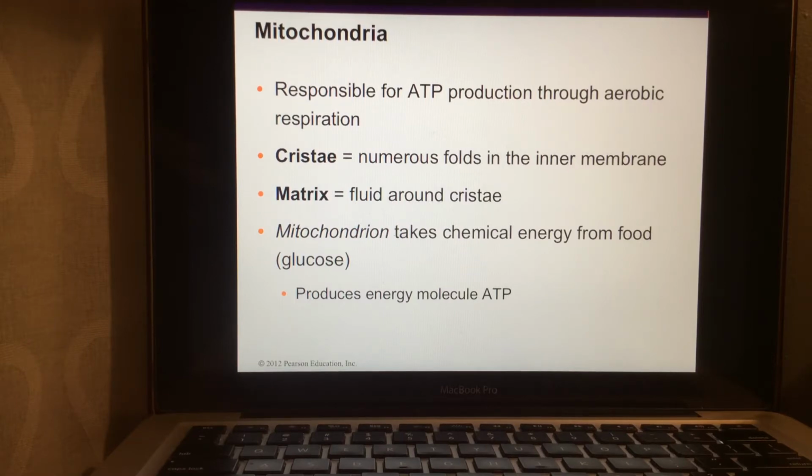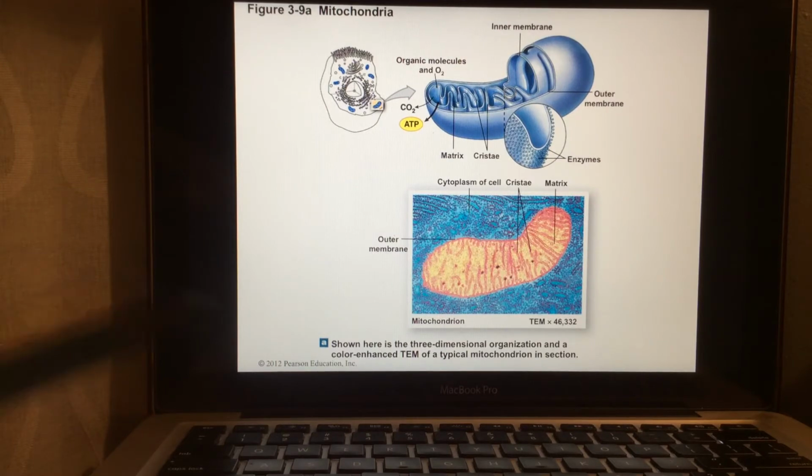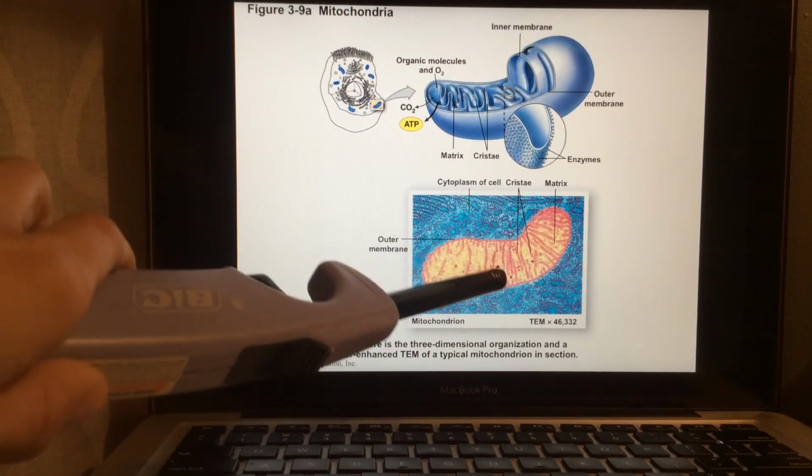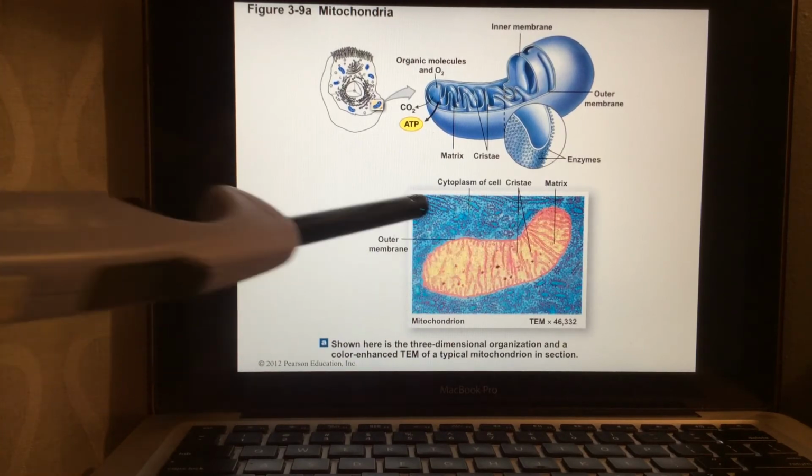They have a smooth outer appearance, and they have a fold in the inner membrane called cristae, and that is where energy production will take place. So why do we need ATP? Well, cells need this energy to break these high energy bonds under very controlled conditions. It's taking the chemical energy from food to produce the energy molecule of ATP. So here you can see that it's very kidney-shaped bean, and you have these inner folds that are like a little membrane itself.